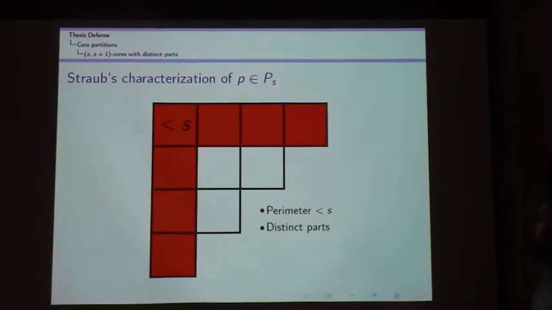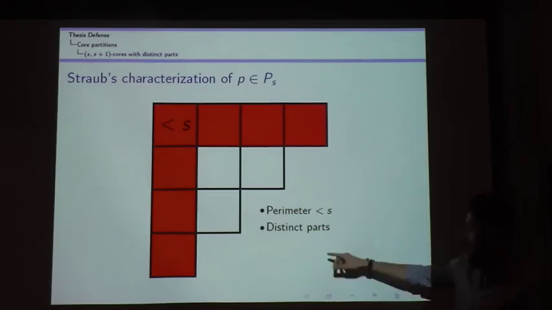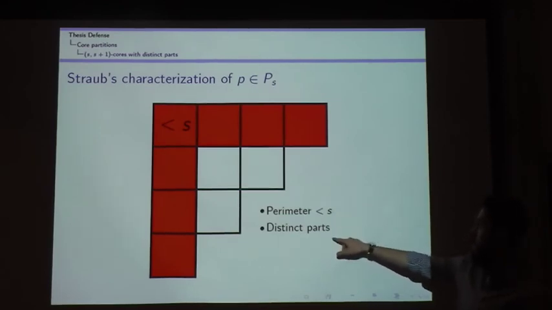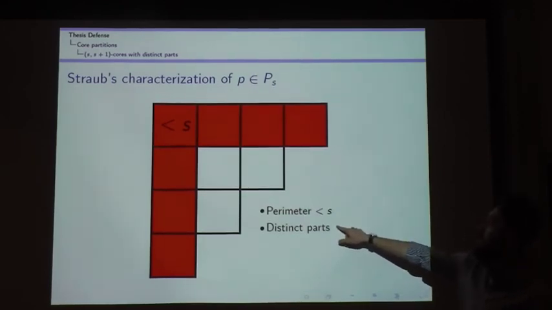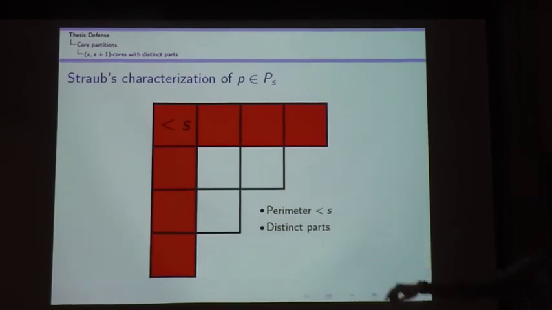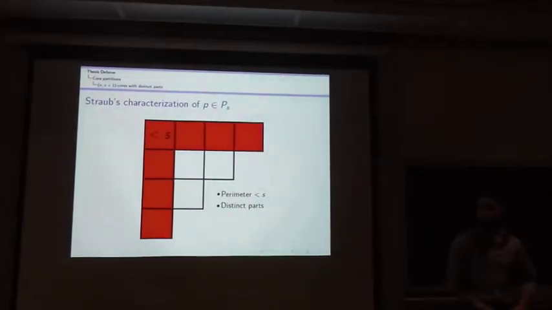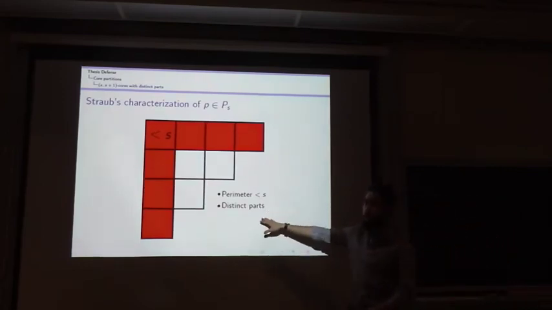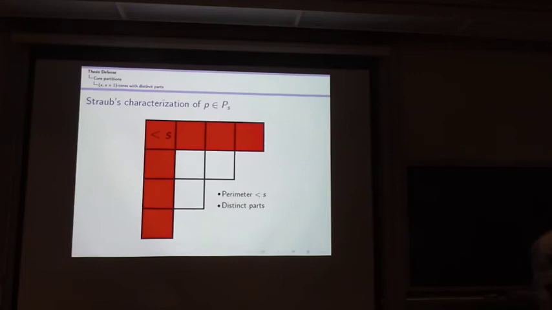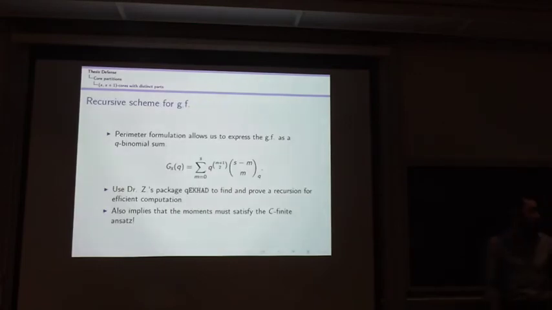In Strauss' paper, where he proves that the number of these partitions is Fibonacci, he also gives a way to characterize them. So he says that a partition is an S+1 core with distinct parts if and only if the perimeter is less than S and it has distinct parts. By perimeter, I mean the size, the length of the largest hook. So if the largest hook length is less than S and the parts are distinct, that's what we're interested in. So this becomes a question of counting these types of objects, which turns out to be easier. Well, it's not easier, but it's easier to look at it that way.